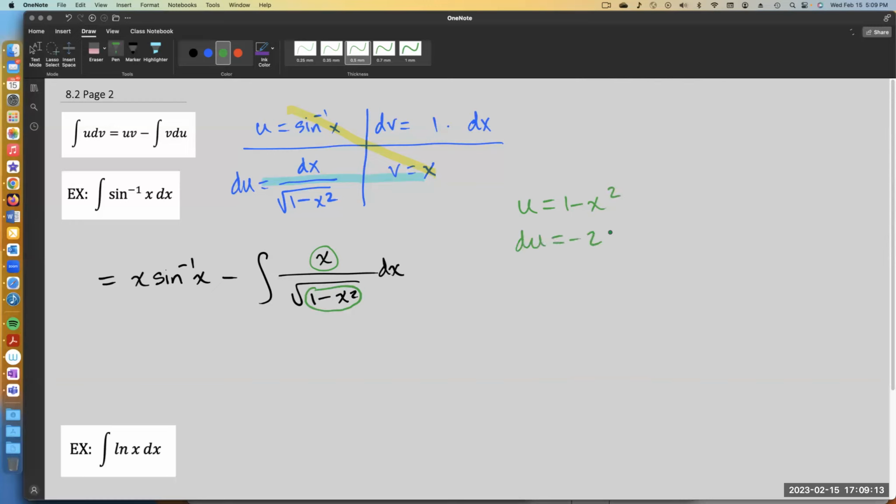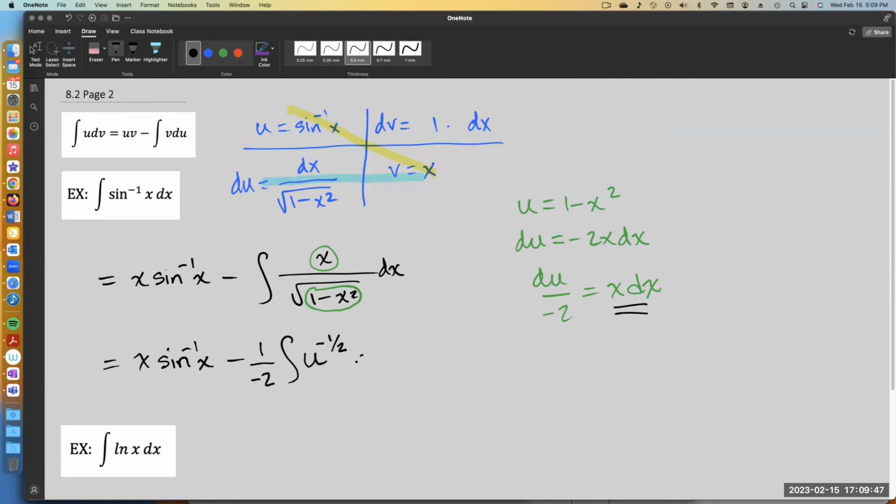Du will be minus 2x dx. Let's go ahead and isolate x dx, and then we have a perfect U sub. So we'll have this x inverse sine x minus, all right, the x dx becomes du over -2, so I'm going to put 1 over -2 in front. And then inside, we're going to have u to the -1/2 du. Make sure that you agree with that.